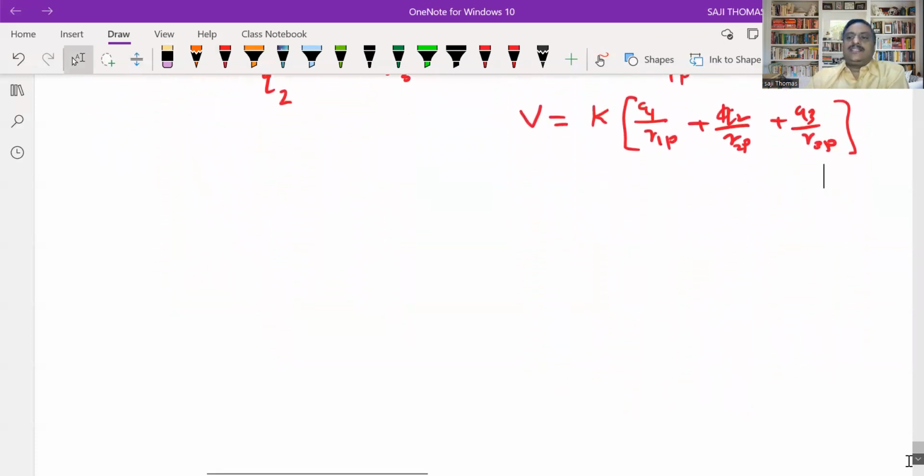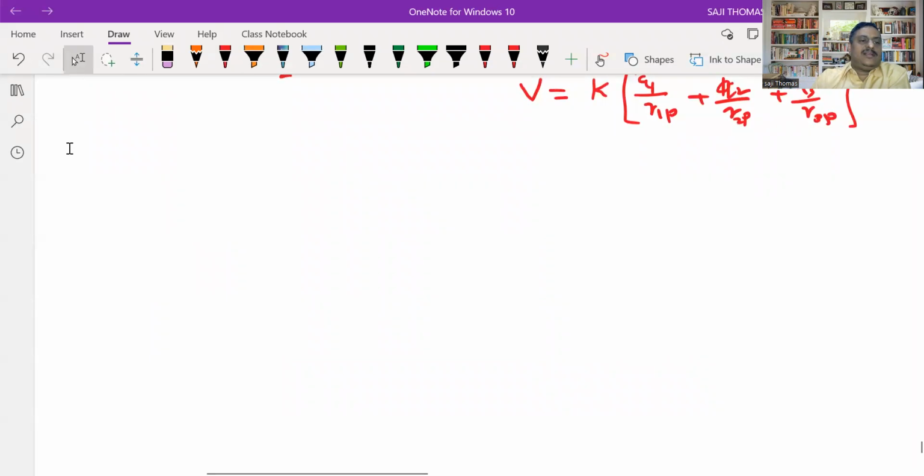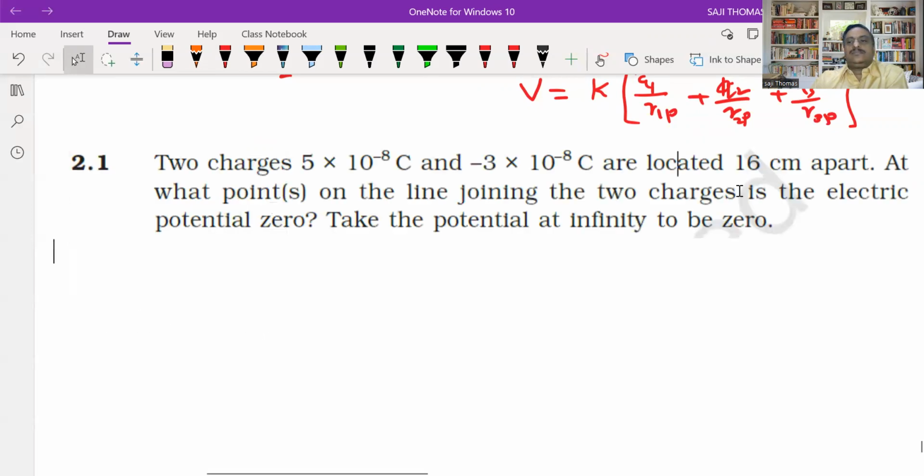From your textbook, exercise 2.1. See, two charges, 5 into 10 raised to minus 8 coulomb and minus 3 into 10 raised to minus 8 coulomb are located 16 centimeter apart. Read the question first carefully. First read the question, understand it, visualize, draw the necessary diagram, apply the formula. So these are the steps for solving numericals.